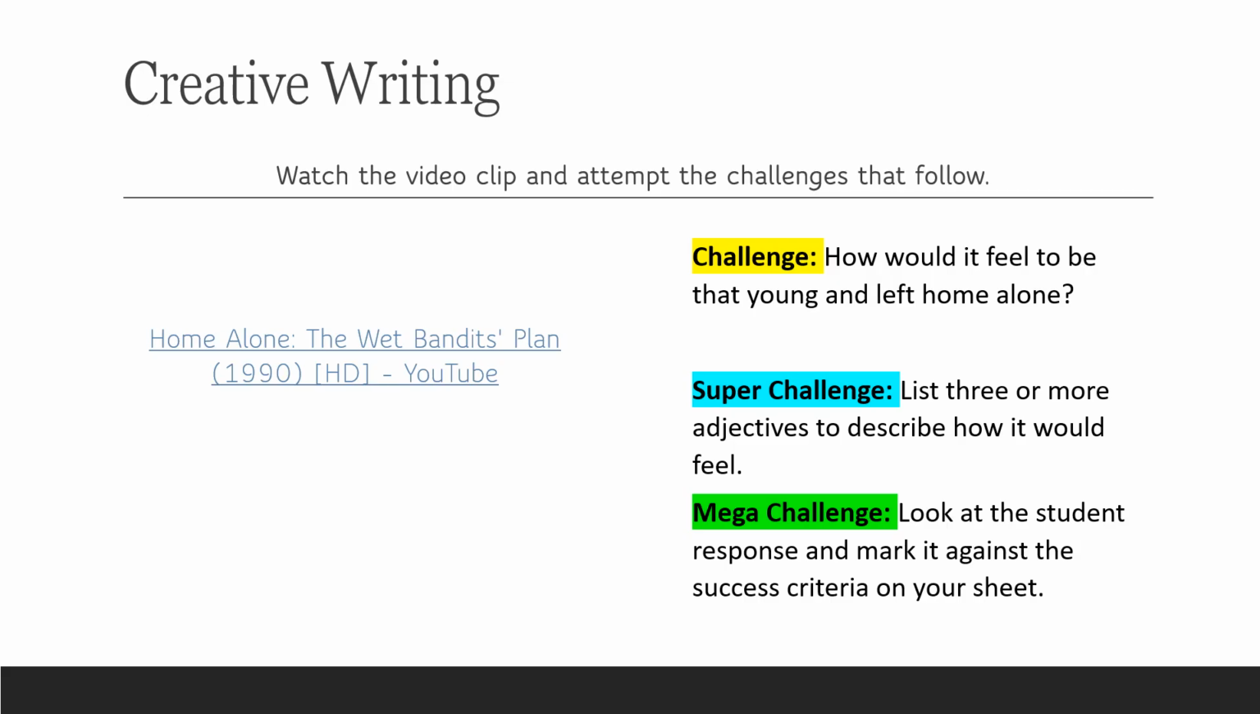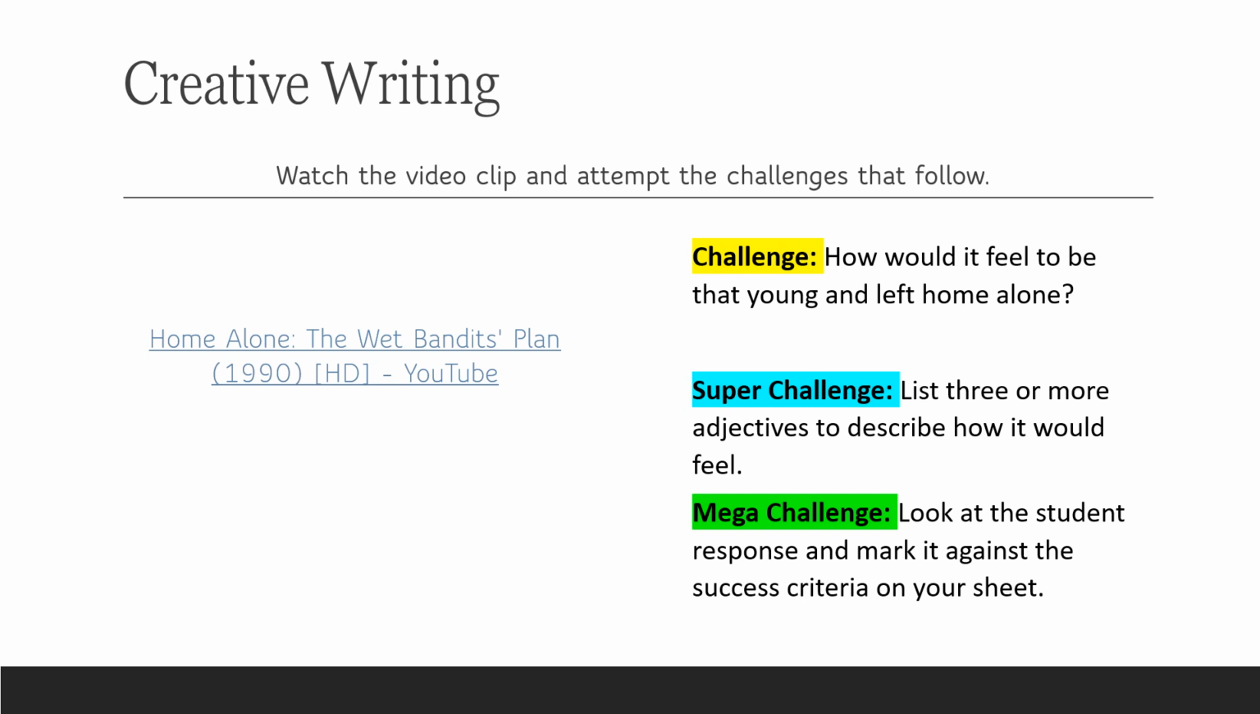Next, what we're going to do is think about the kind of thing you can do to be inspired by a popular Christmas film and try to use those ideas to write your own version. If you are interested in looking into this, you can watch a clip of Home Alone, and the way to find it, you can go onto YouTube and type in the Wet Bandits plan, and it comes up with an introduction to them planning to rob the house. Once you've done that, it'll be important to think about the following challenges. So firstly, how would it feel to be that young and left home alone?